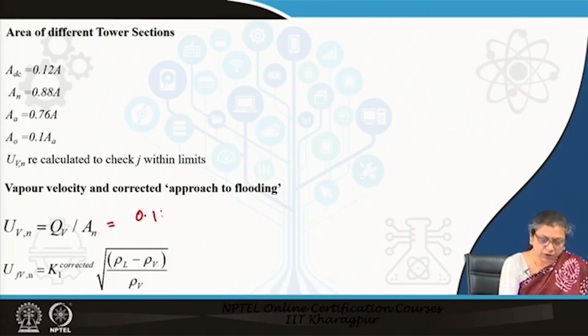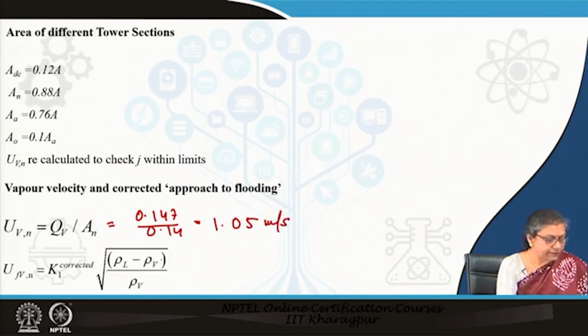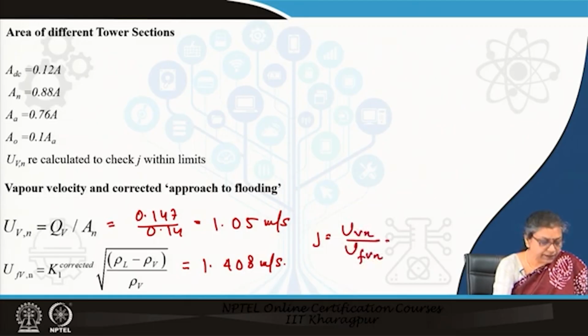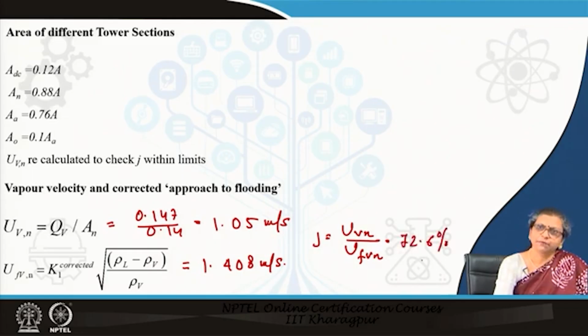So, for this particular part we know what UVN is equal to. This is going to be 0.147 by 0.14, which gives you 1.05 meters per second. And we already know that our UFVN was equal to 1.408 meters per second. So, from there we find that J, which is the approach to flooding, UVN by UFVN, comes to about 72.6%, slightly less, but anyhow it is okay. It is far removed from flooding. So, therefore, we are fine with this.